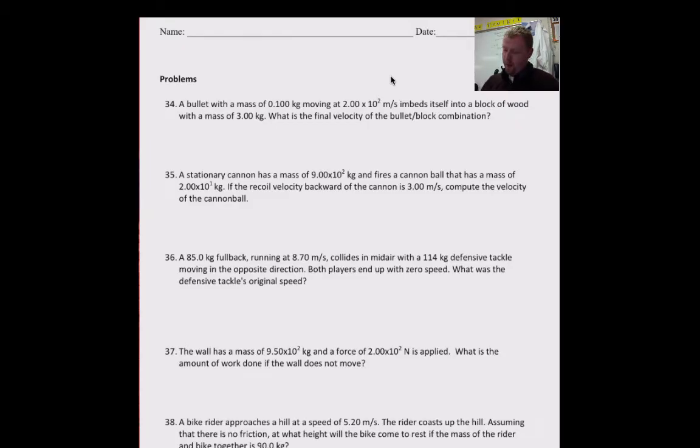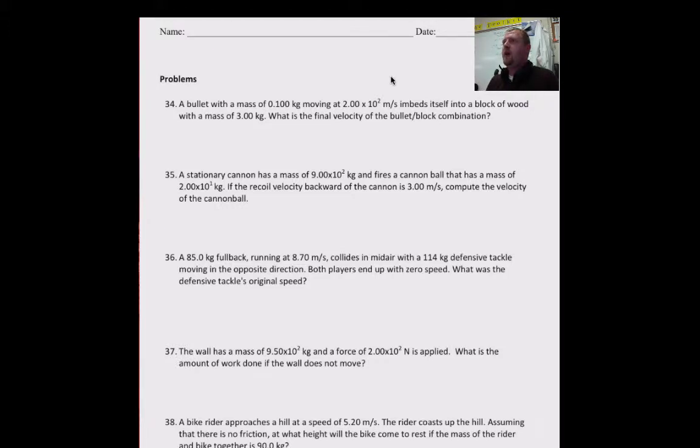All right, here we go. If you're looking at number 34 in the review, it reads: a bullet with a mass of 0.1 kilograms moving at 2.00 times 10 squared meters per second embeds itself into a block of wood with a mass of 3 kilograms. What is the final velocity of the bullet-block combination?